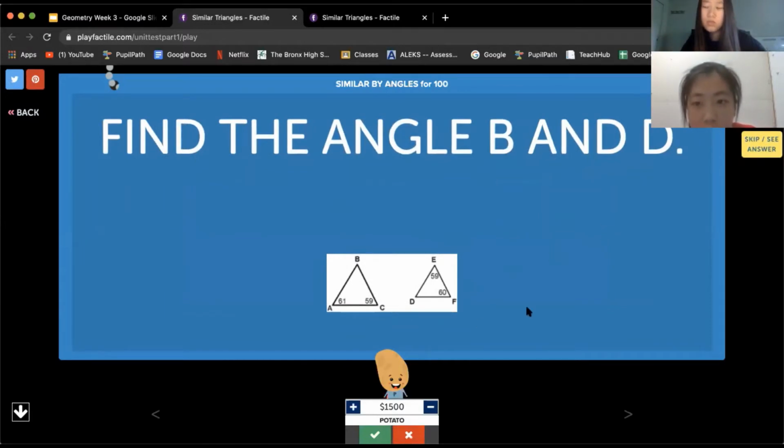So now we have to find the angles of B and D. Now we know that these two triangles are similar because they have two similar angle degrees, as you can see here, and that's angle to angle similarity. So now we have to find angle B and D. So we know that triangles add up to 180 degrees.